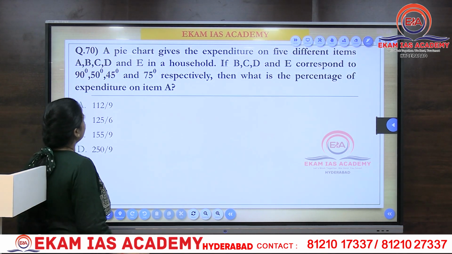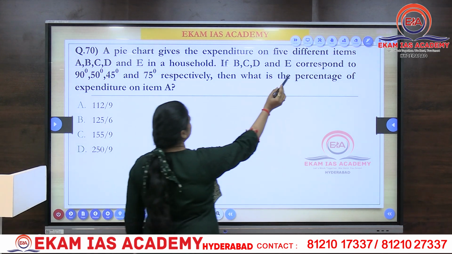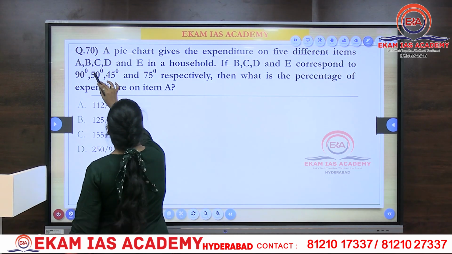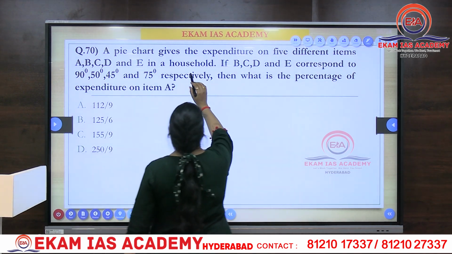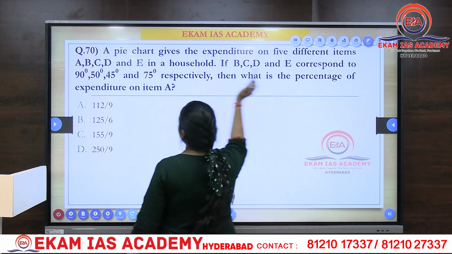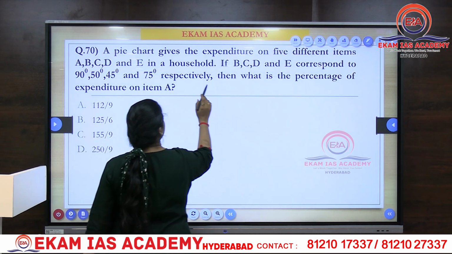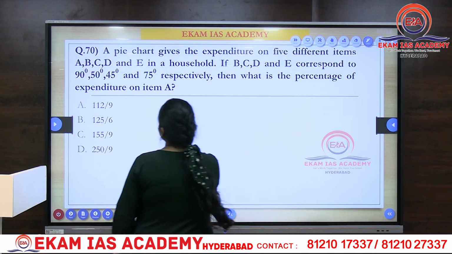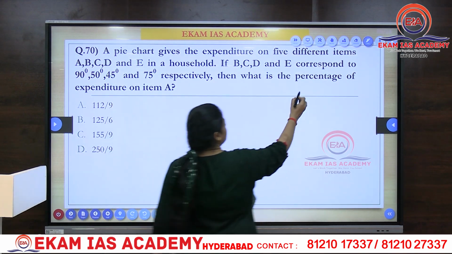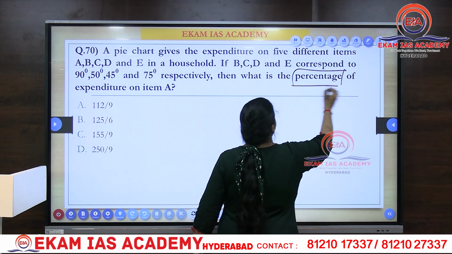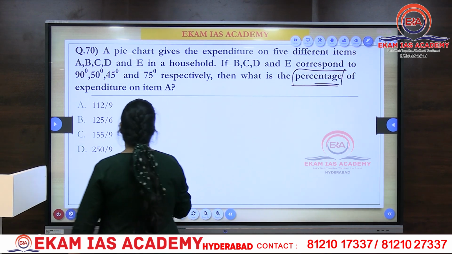The next question, a pie chart gives the expenditure of 5 different items A, B, C, D, E in a household. If B, C, D, E correspond to 90 degrees, 50 degrees, 45 degrees, 75 degrees respectively, then what is the percentage of expenditure on A? We have to find out the percentage here.